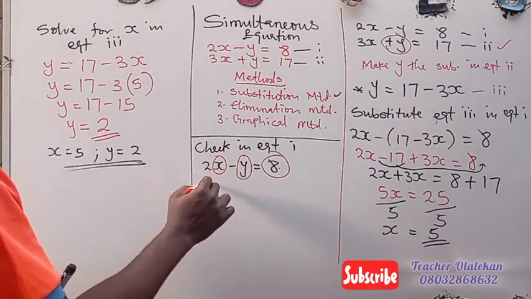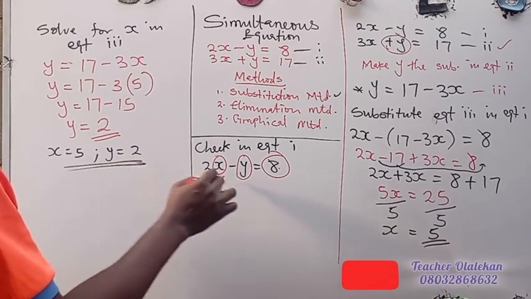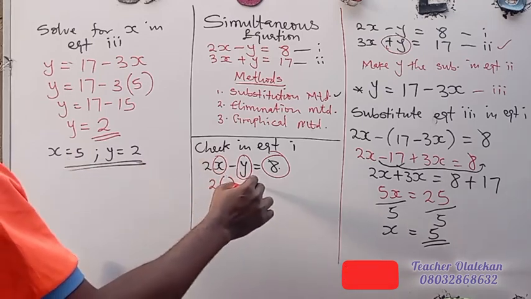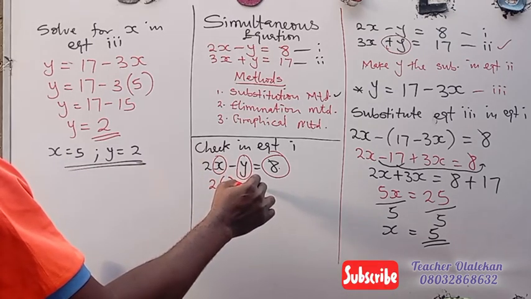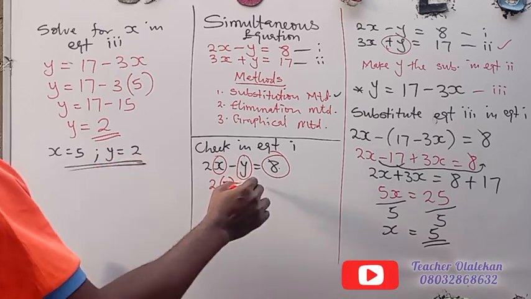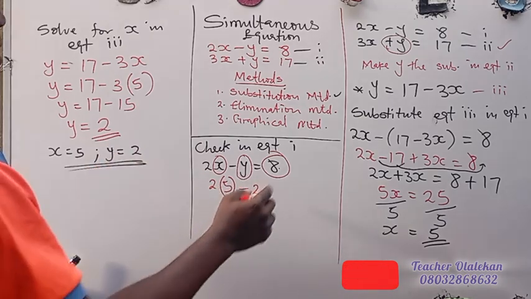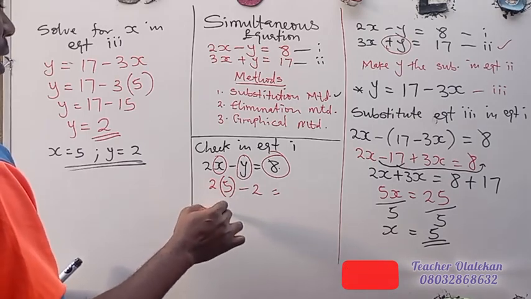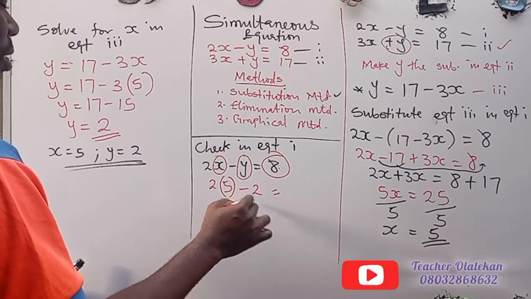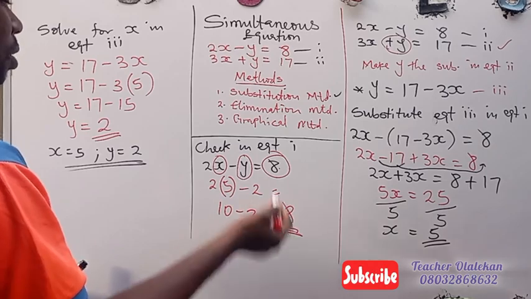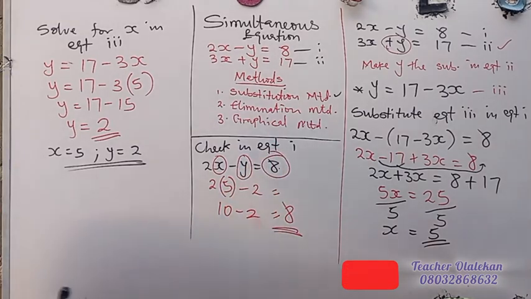Now let's do that. So 2x is 2 times 5, minus y, which is 2. Sorry, x is 5 and y is 2. Now let's do the math. This is 10 minus 2 is equal to 8. That means we are correct. The value of our x is correct and the value of our y is correct.